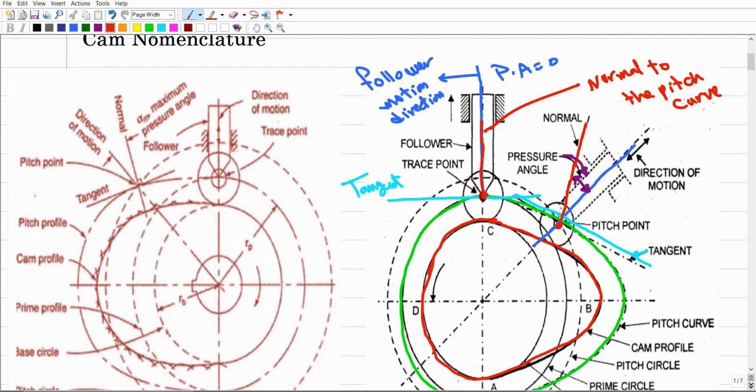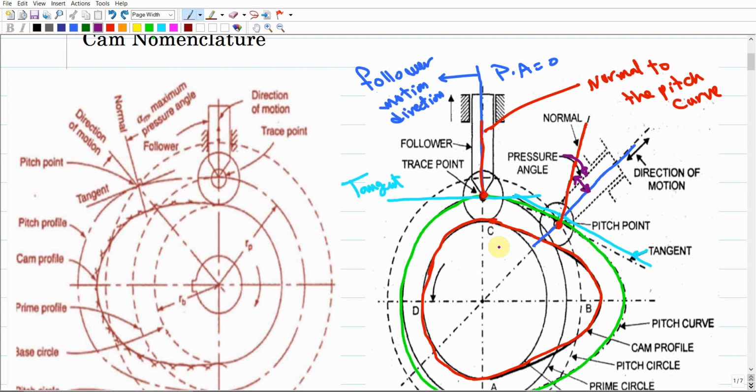But if we decided to consider the force analysis and the type of force acting between the cam and the follower, as you can see at this instant, the cam tries to push in this direction, so there should be some force acting in this direction over the follower. This force would be significant, and the amount of this force definitely depends on the pressure angle.